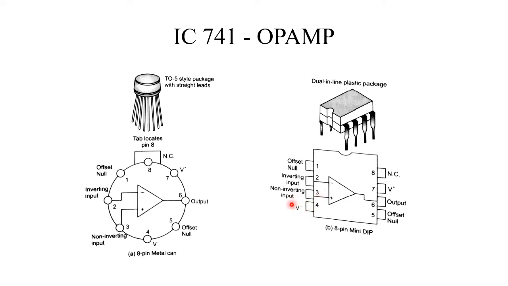And this is the power supply. V minus means negative power supply, that is pin number 4. Pin number 5 is again offset null. Pin number 6 is the output terminal. Pin number 7 is the positive power supply. Pin number 8 is not connected, no connection. So pins 2 and 3 are the inputs, pin 6 is the output, and pins 4 and 7 are the power supply to the IC.